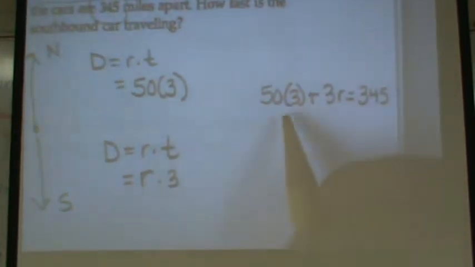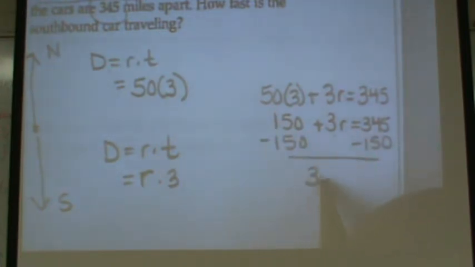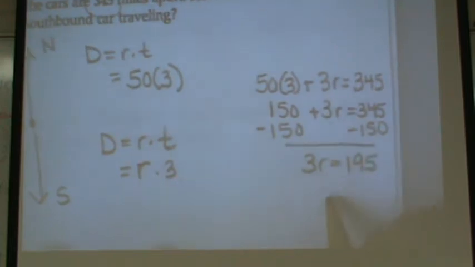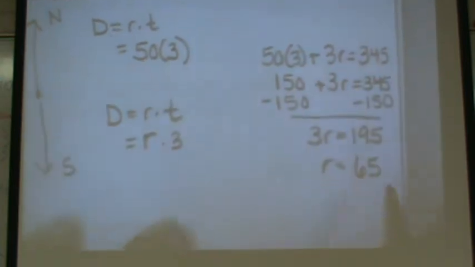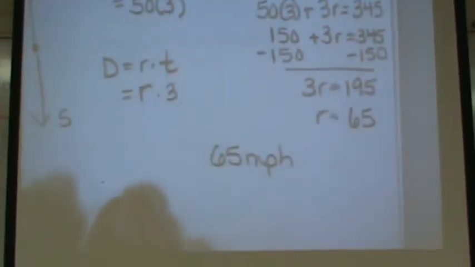So this is 150. Subtract 150. And you get 3R is 195. Divide by 3, and you should get 195 divided by 3 is 65. So the southbound car is going 65 miles per hour.